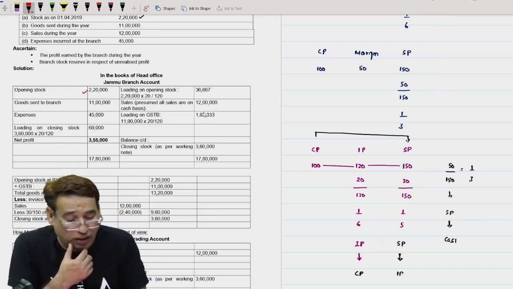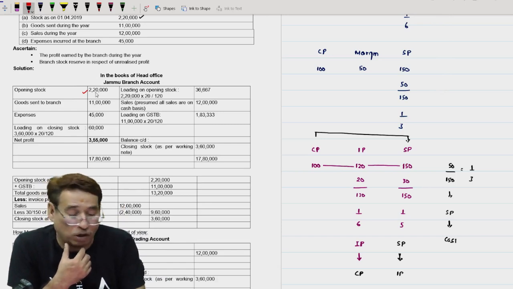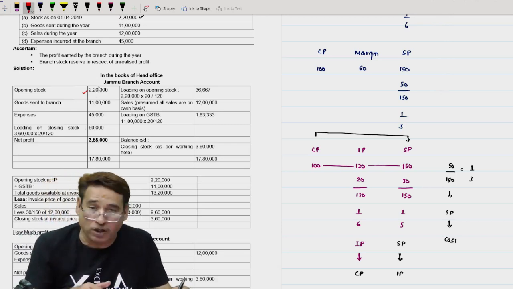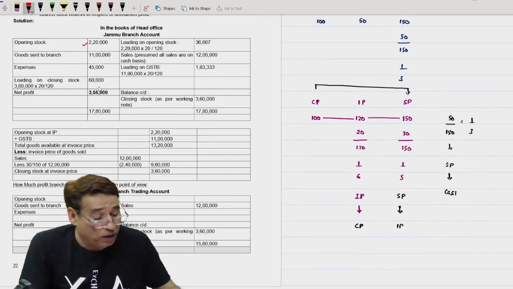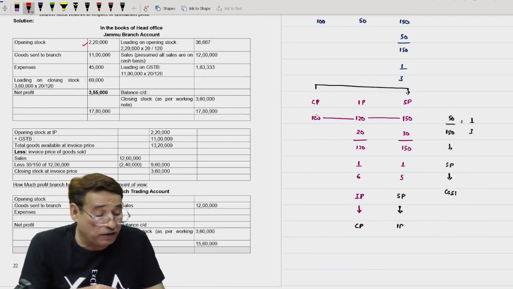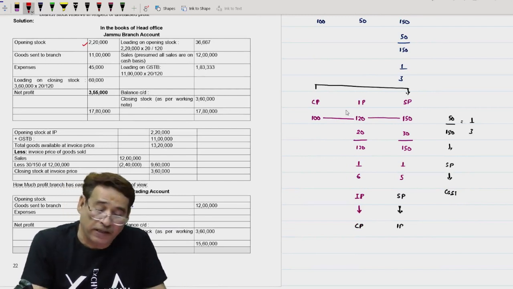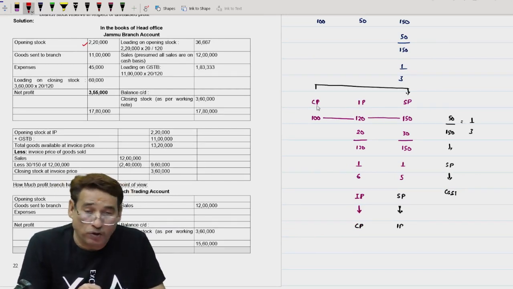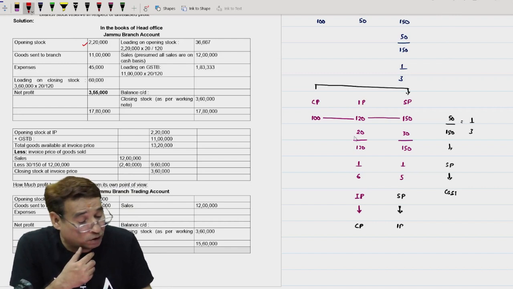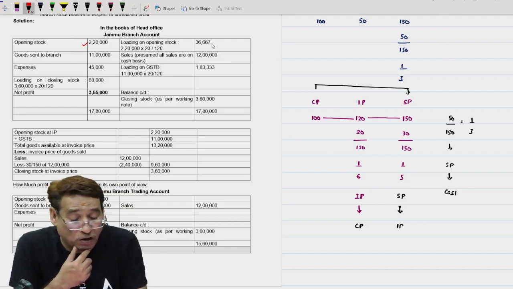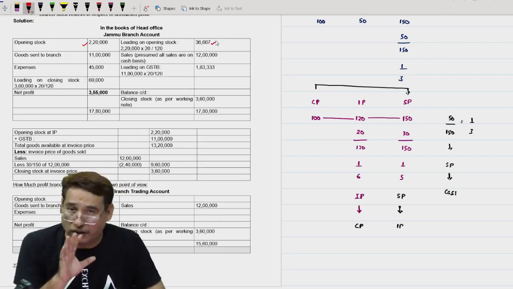I will have to bring it to the cost price. In order to bring it to the cost price, I will look into the rates which I just framed. This item is at invoice price. I just told you, 20 by 120, 1/6. First, you take the difference between cost price and invoice price because your target is to bring this item to the cost price. So cost price and invoice price rate is 1/6. So you will apply 1/6 to it, as I have done here, loading on opening stock 20/120 or 1/6. Your loading will be equal to 36,667.